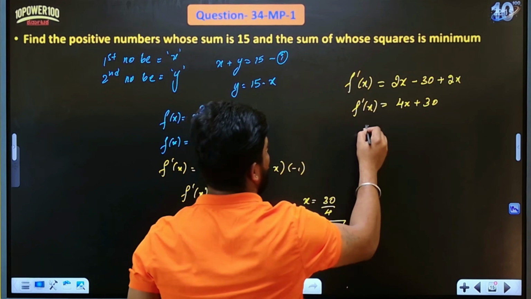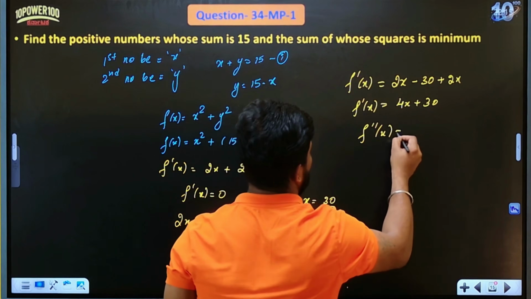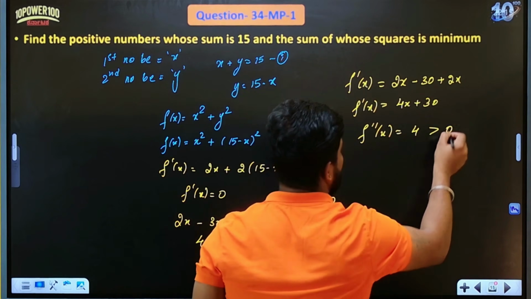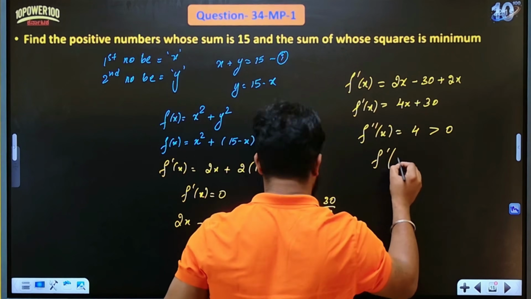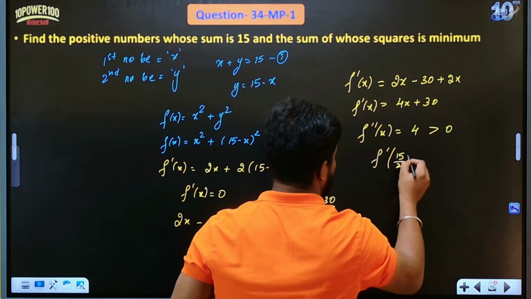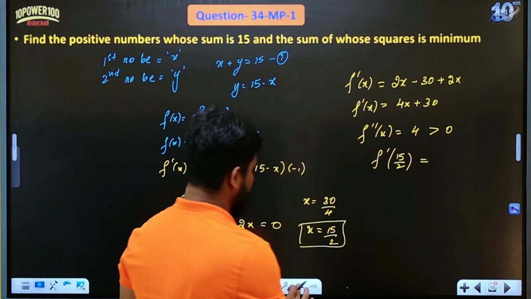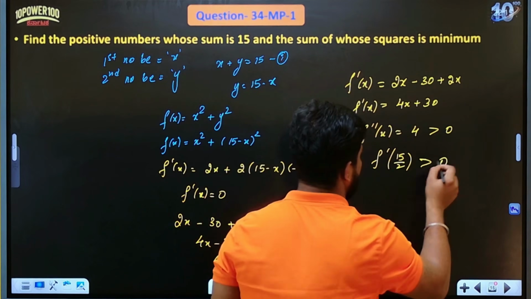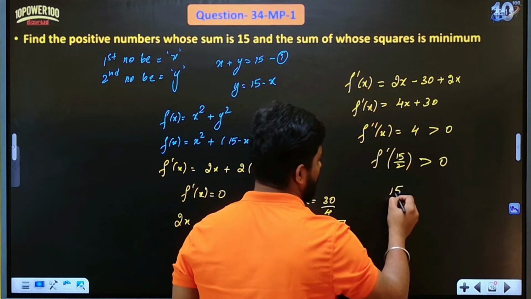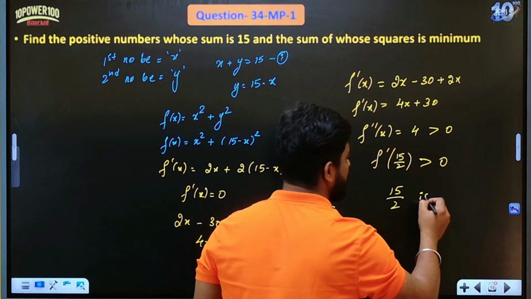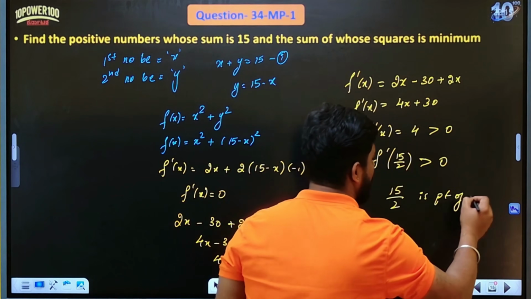Now let's differentiate one more time. So f double dash of x is equal to 4, kids. This is greater than 0. Now if I substitute this 15 by 2, we can say that this is actually greater than 0 itself. So if it is greater than 0, 15 by 2 is a point of minima.